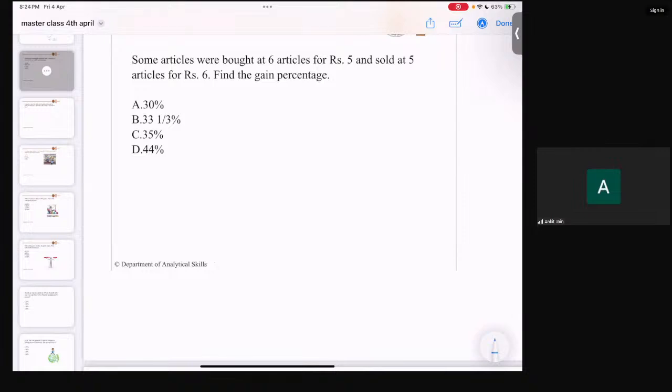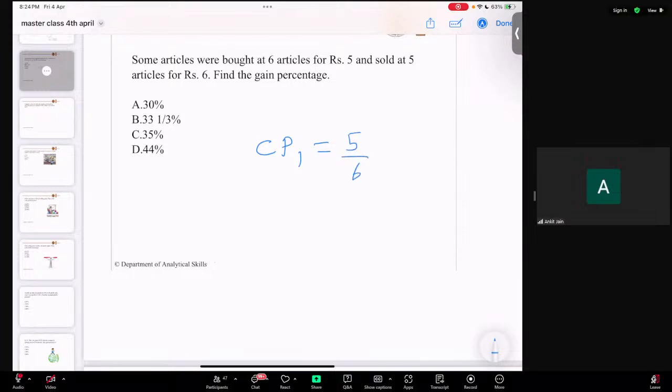See, in this question, first calculate the CP of one article, because for comparing, the unit must be the same. Some articles were bought at 6 articles for 5 rupees. So the cost price of one article is 5 by 6. For 6 articles, the cost price is 5. So CP of one article is 5 by 6.